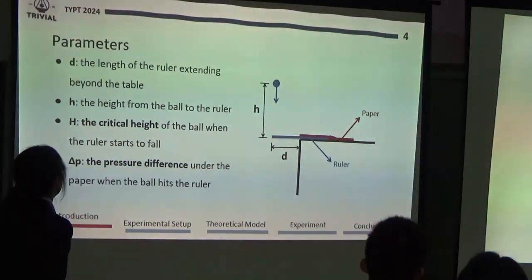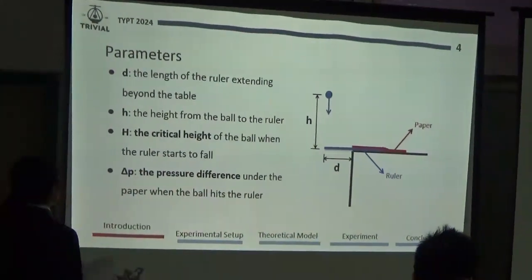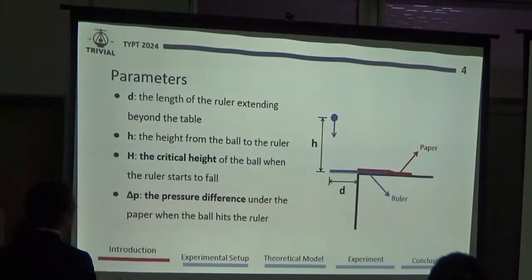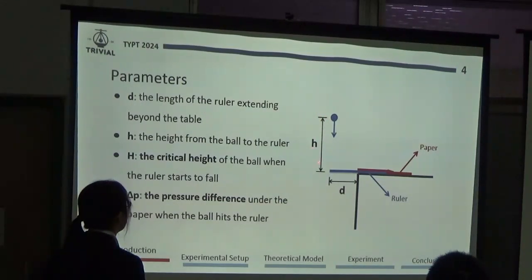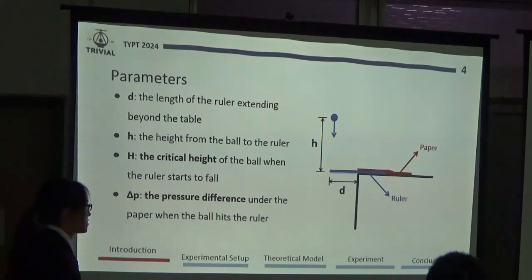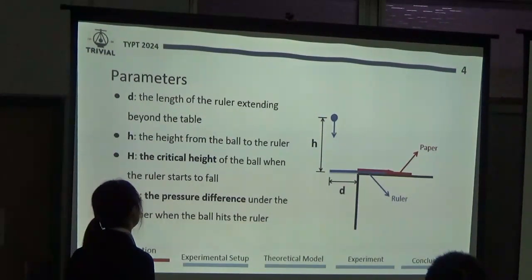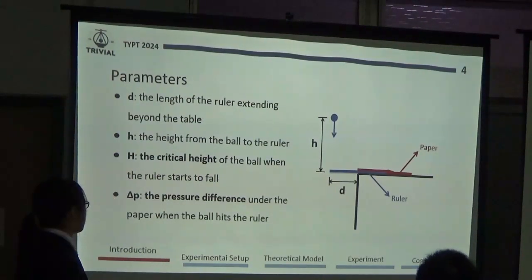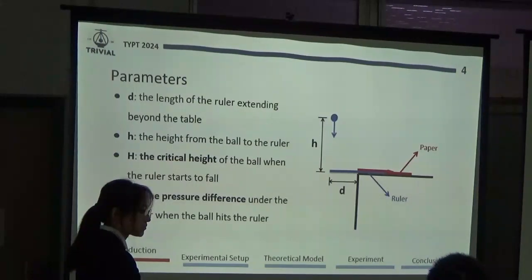And here are our parameters. D is the length of the ruler extending beyond the table. The small h is the height from the ball to the ruler. The capital H is the critical height of the ball when the ruler starts to fall. And then delta P is the pressure difference under the paper when the ball hits the ruler.